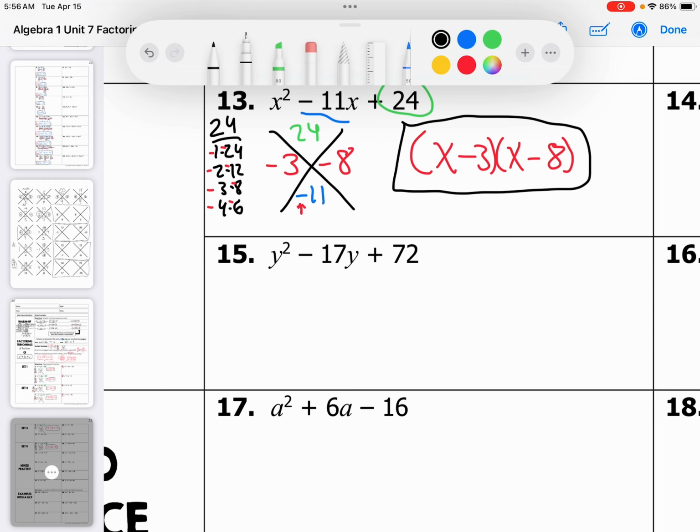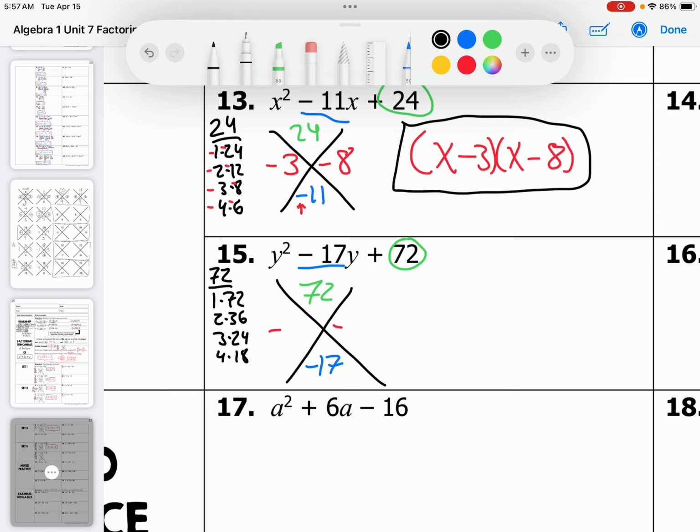So we'll do one more here. So I've got this x with 72 on top and negative 17 on bottom. So again, if I'm multiplying to a positive 72 and adding to a negative 17, both of these are going to have to be negative. So 72 has a lot of options I can multiply to it. Those would be 1 times 72, 2 times 36, 3 times 24, 4 times 18, 6 times 12, and 8 times 9. A lot of different options.